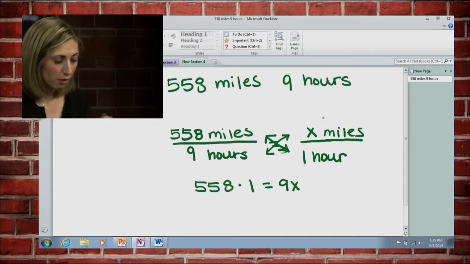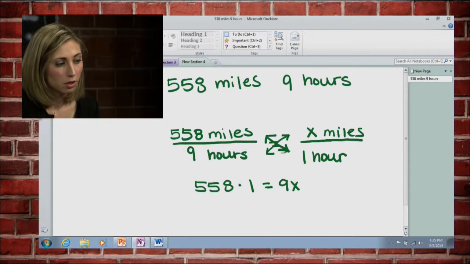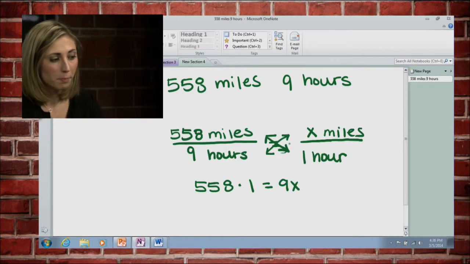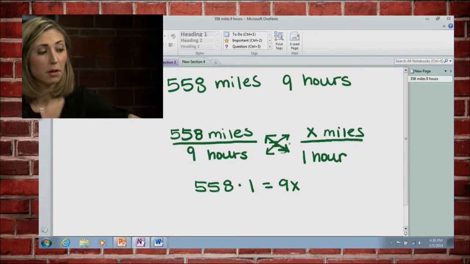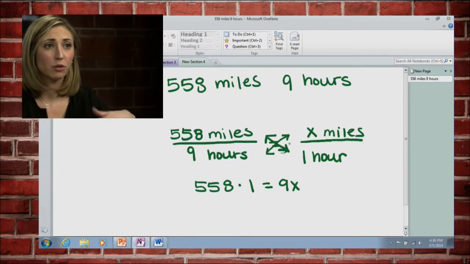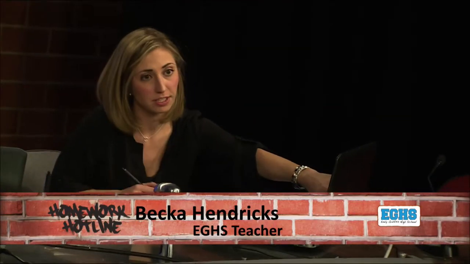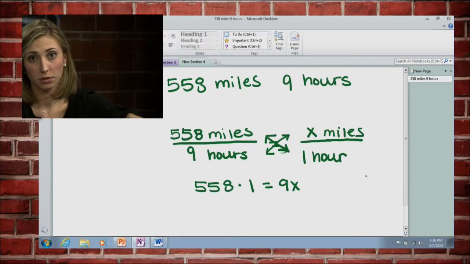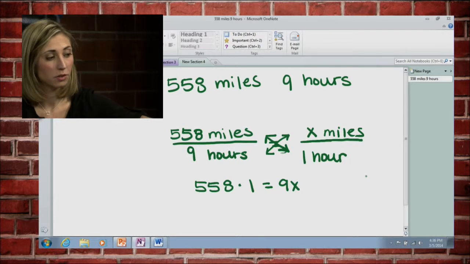Okay, so why did you say 558 times 1? Because with that proportion that's set up, one of the ways that you can solve a proportion is by cross multiplying. So I took the 558 from the miles and multiplied across my proportion to that 1 hour, the one that's on the bottom of your other ratio. So that's why I did 558 times 1. And then on the other side, equals 9, the bottom of the first ratio, times x, the top of the second ratio. Are you familiar with cross multiplication? Yeah. Okay.